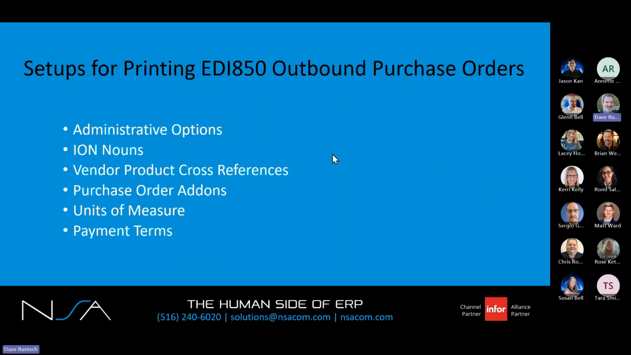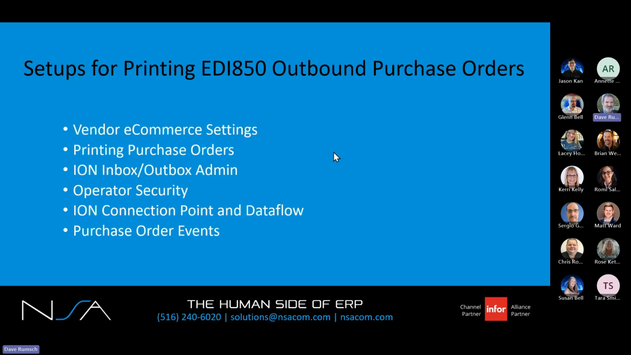So let's get into the setups. I'm going to go over setups for an administrative option, an ION noun, vendor product cross-references, purchase order add-ons, units of measure, payment terms. There are settings in the vendor record under the e-commerce section. Then we're going to go over the printing of purchase orders and the setups required for those, the ION Inbox Outbox, operator security, and then I'll touch on the ION connection points and data flows. I'm not going to get into those in great detail as there are separate sessions and training involved in those. And then I'm going to just touch on purchase order events. I don't have a lot on that in this case.